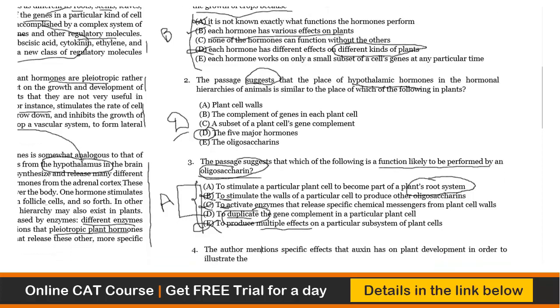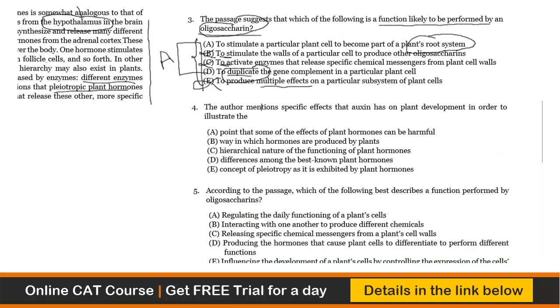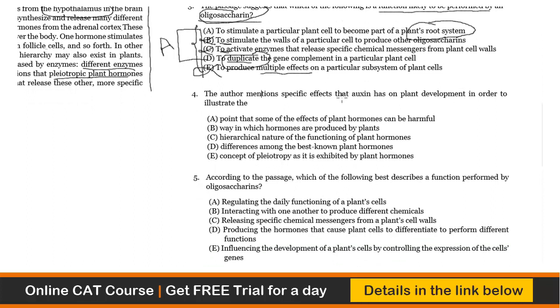Difficult question, but that is how the questions come in the exam. You just cannot take the words for granted. If you develop the habit of taking the words for granted, you will pay a huge price for it. Now let's go into the fourth question. The fourth says the author mentions specific effects that auxin has on plants in order to.